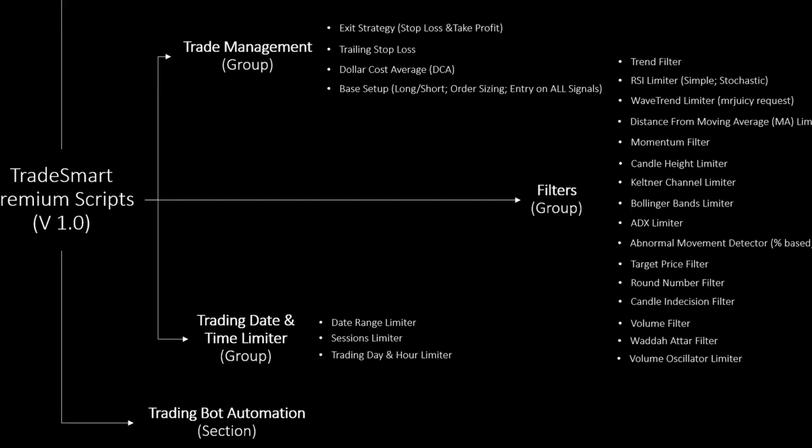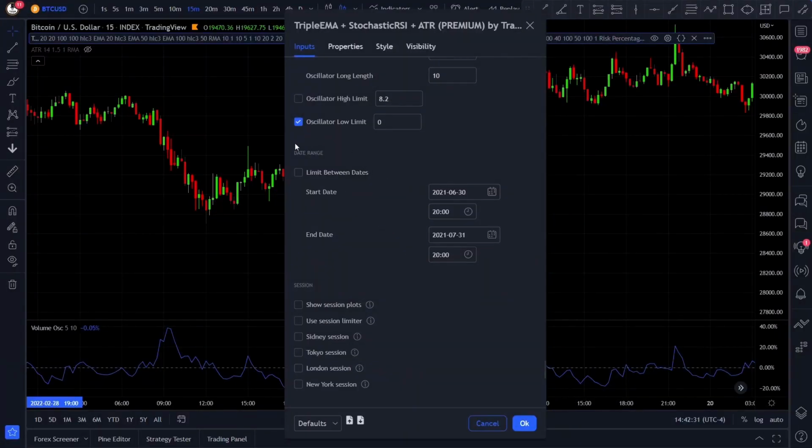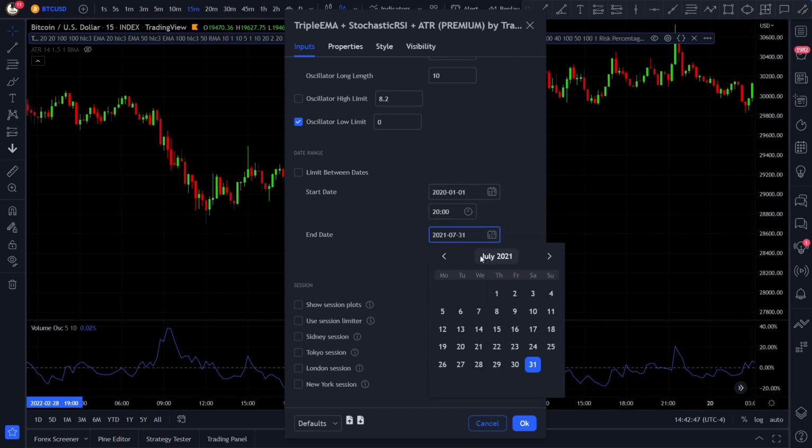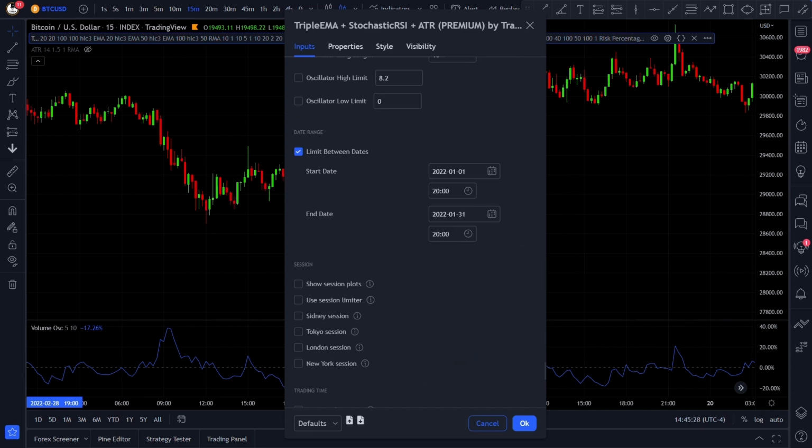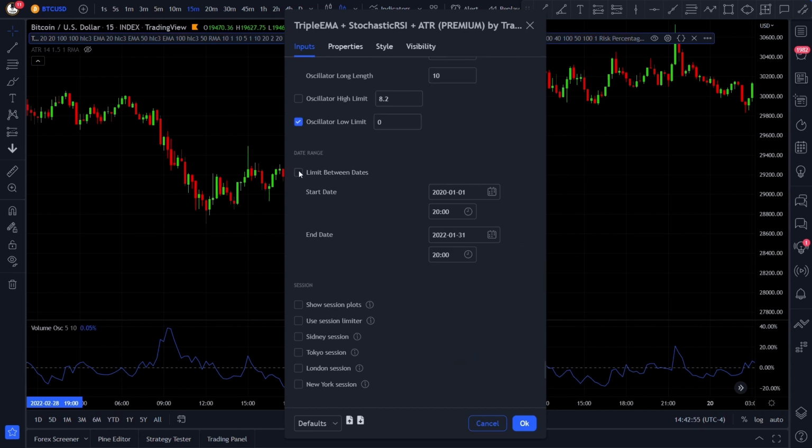The last big group is the date and time limiters. In this group, the first section is the date range. With this, you can set the trading time interval. So, for example, if I want to see how the script performed in January 2022, I just have to set the start date to the 1st of January and the end date to the 31st of January. To activate it, you just have to tick the limit between dates box.